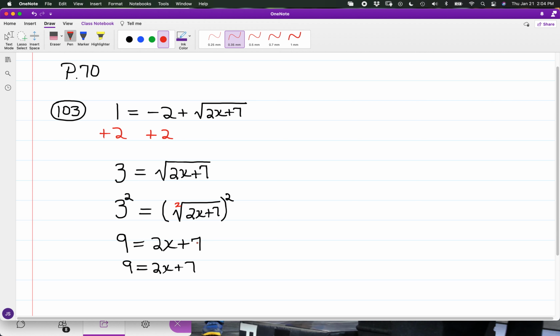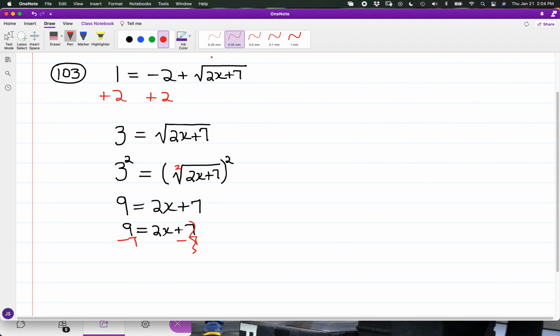Isolating the x term by taking 7 away from both sides, 9 minus 7 is equal to 2. So we have that 2 is equal to 2x, and with division by 2, we end up with x equal to 1.